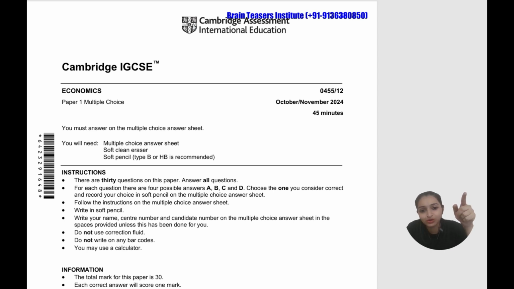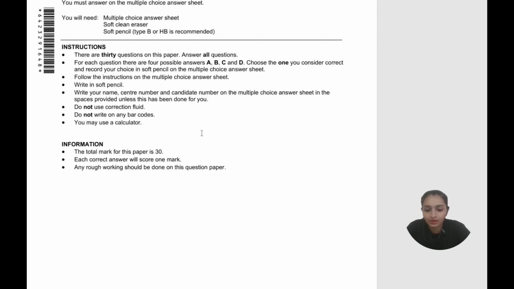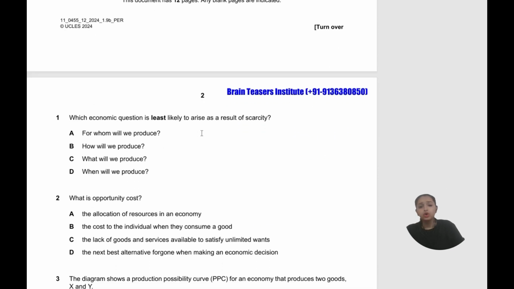Alright, let's jump to the first question. Which economic question is least likely to arise as a result of scarcity? Now, we already know that what to produce, how to produce, and for whom to produce are the most important economic questions that any economy has to answer. Now, here we have an odd man out, which is option D. When will we produce? That is not an economic question. So, this is the least likely. The question is least likely, so I mark D.